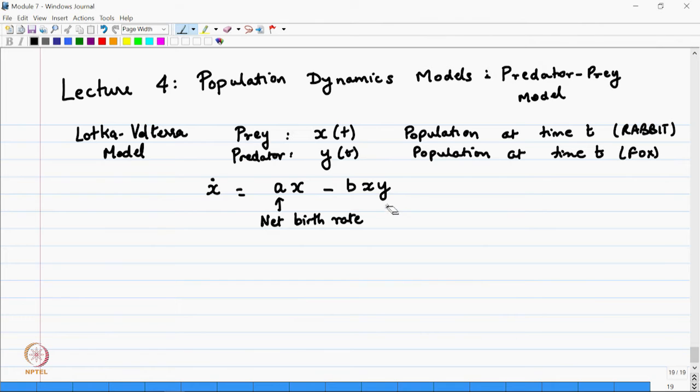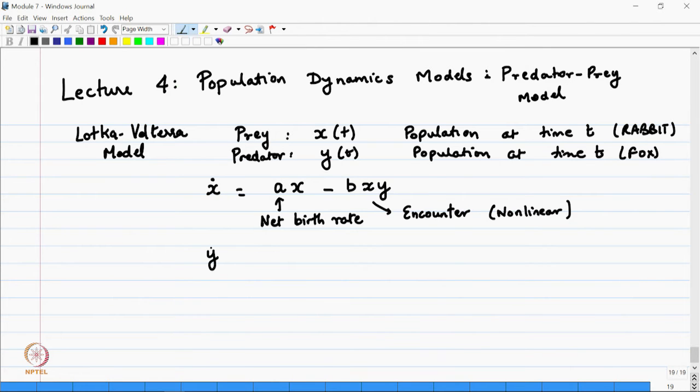Now, this term: x times y, x is the population of x times the population of y. This is the rate at which x and y encounter each other. And in an encounter, obviously the prey will get eaten. So the population of prey will get reduced due to the encounter. So this is the encounter term. During the encounter between the prey and predator, the prey population goes down. Now this is a nonlinear term, it depends on both x and y.